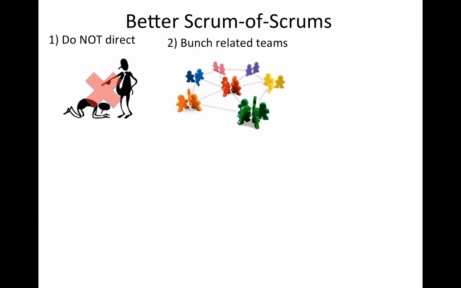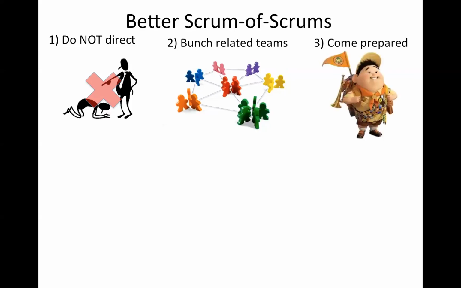Point number 2 is bunch related teams together. Okay, you want to find the teams that have some sort of dependencies between them, that are working on modules or software that is somewhat related in your product. If you bunch together unrelated teams, what will happen is these Scrum meetings will not really be fruitful for you. Even if it means that you have to bunch 2 teams in one bunch and 4 teams in another bunch, still you want to collate teams that are doing related work. Very important.